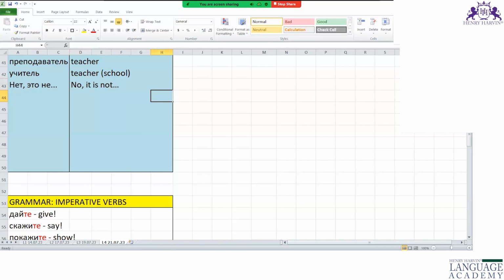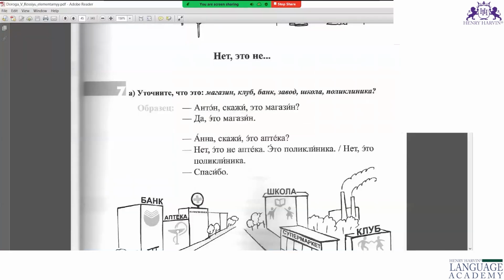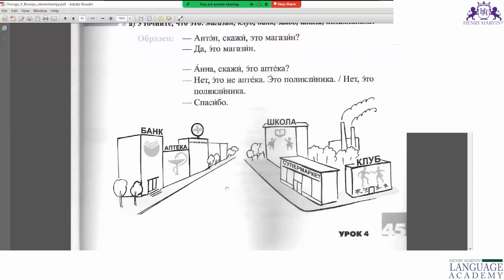Okay, for example, if I show you the picture, if we see the picture here of the city. So let's firstly see what is written here. Most of the words we already know. Actually, we should know all of them here. So we have here bank, аптека, pharmacy, then we have the word today, поликлиника.